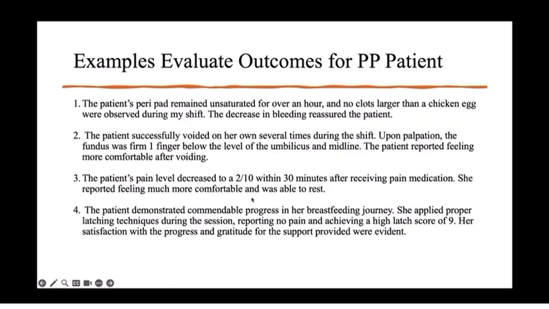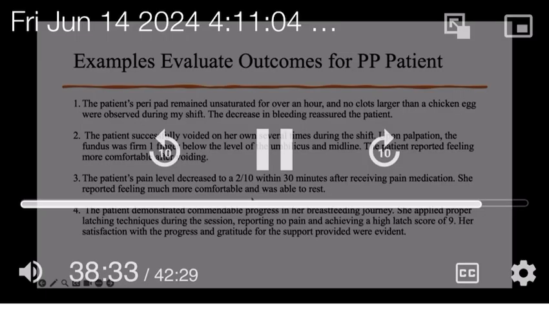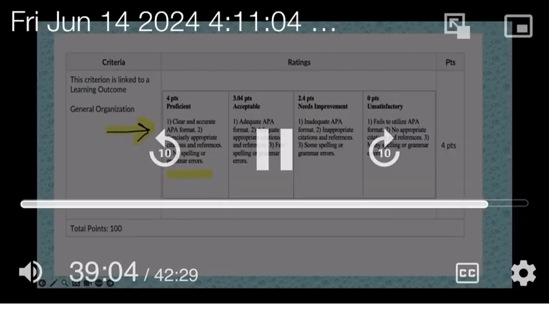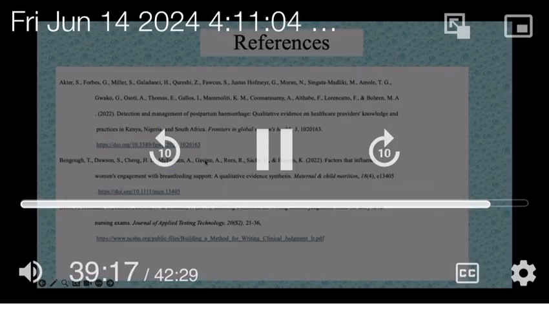All right, so the patient's peripad remained unsaturated for over an hour and no clots larger than a chicken egg were observed during my shift. The decrease in bleeding reassured the patient. The patient successfully voided on her own several times during the shift. Upon palpation, the fundus was firm, 1 finger below the level of the umbilicus, 30 minutes after. The journal is italicized.